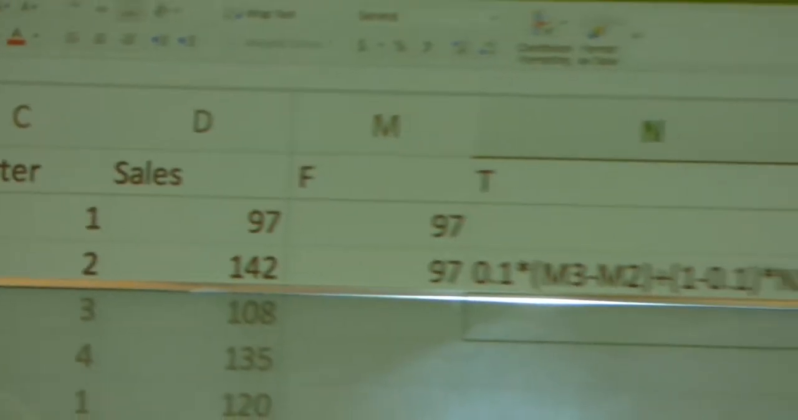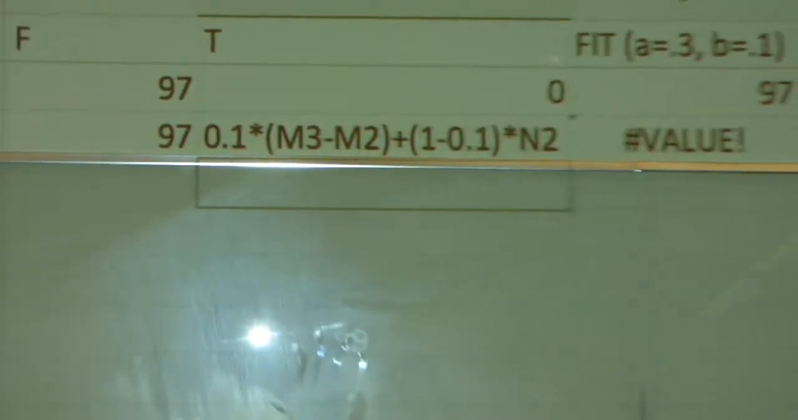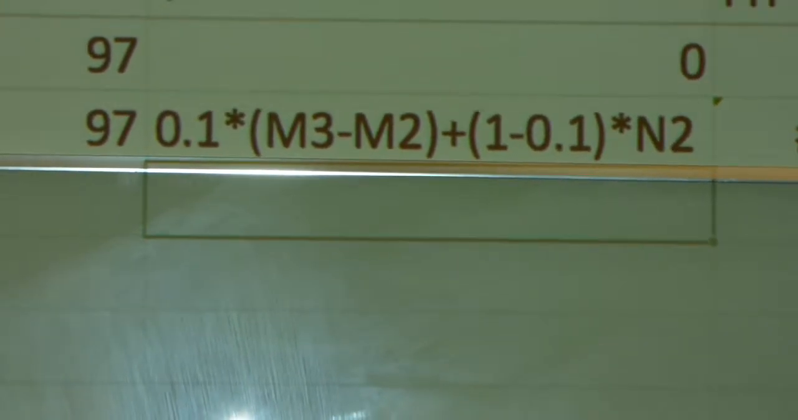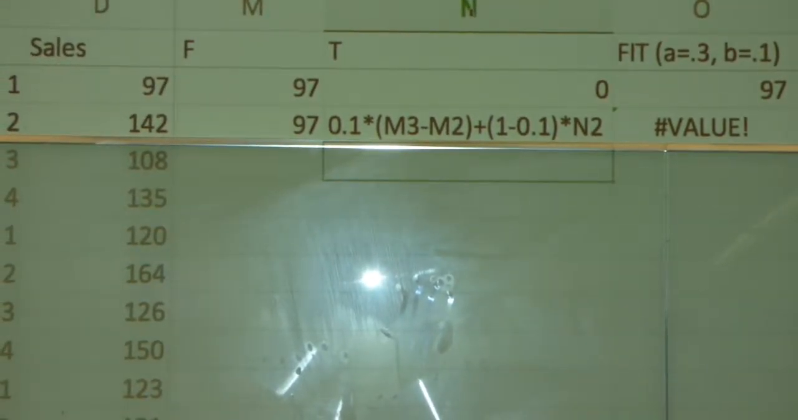I did 0.1 times my current year F minus my previous F, plus 1 minus 0.1 times my previous trend.